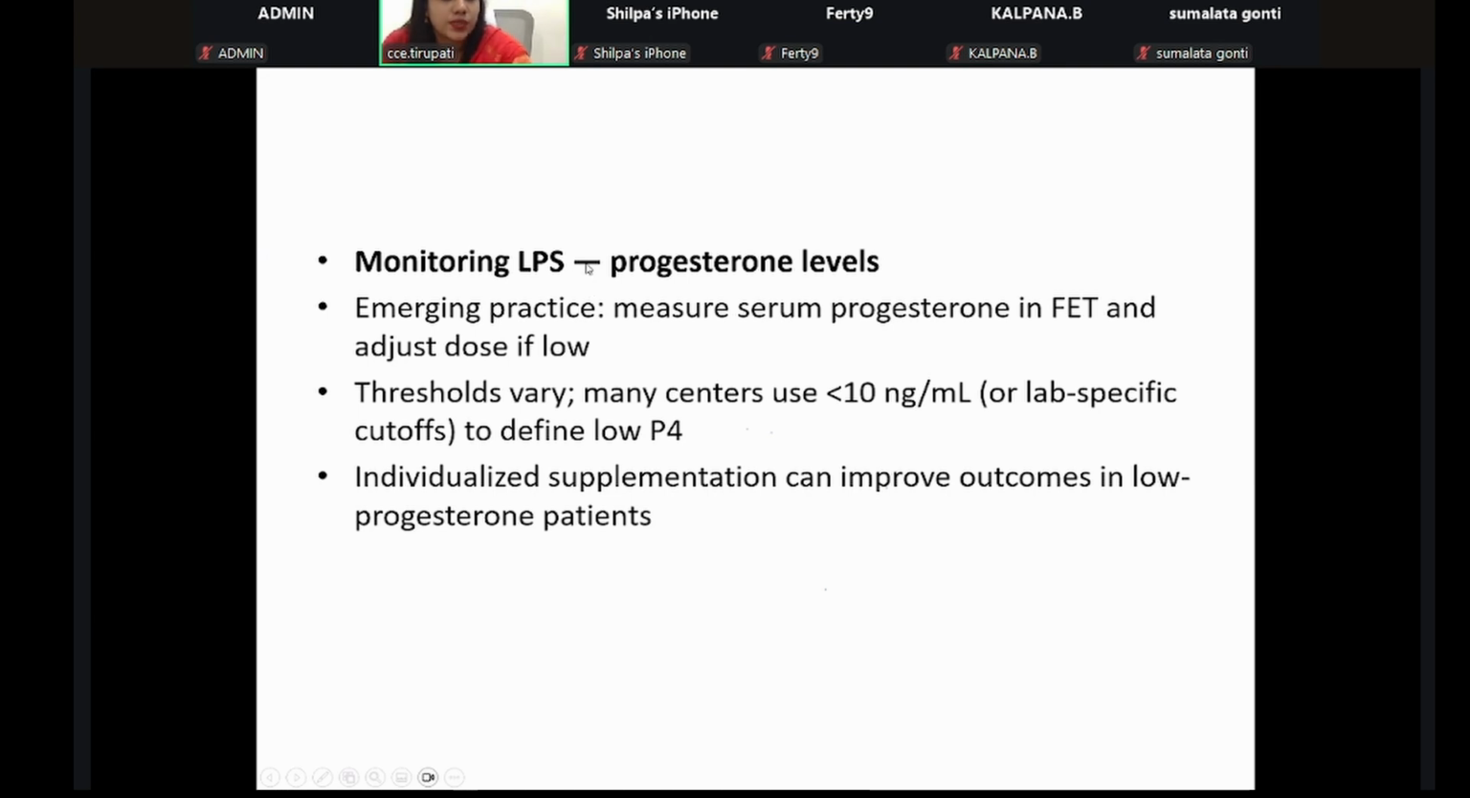Monitoring the progesterone levels. Whenever we start progesterone on the day of transfer, it is not routine that we check progesterone levels, but we can check. If it is less than 10, we can change the type of preparation or modify the protocol. It is not routine to do, but we can do it.